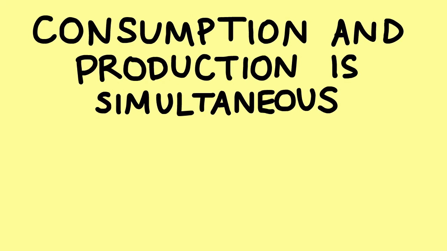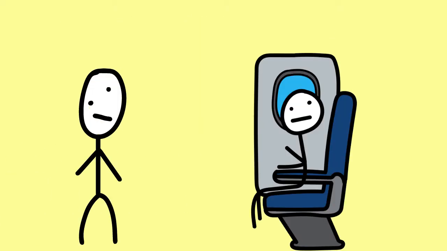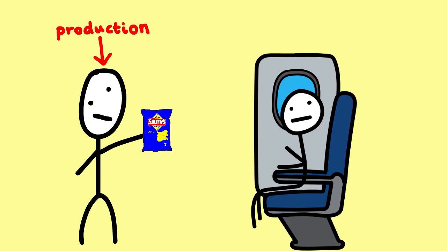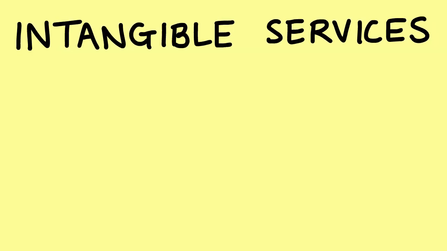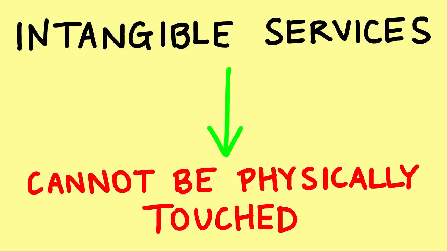For example, on a Qantas flight, the production refers to the service being given by the air hostess, and the consumption refers to the customer using that service at the same time. Service businesses produce intangible services. This means that they cannot be physically touched.